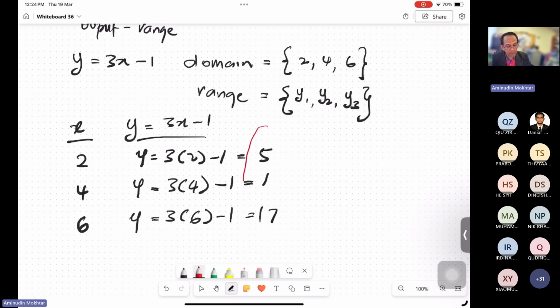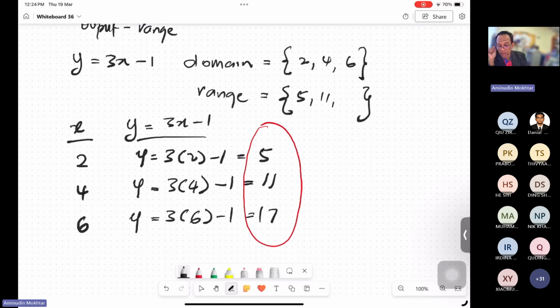Now we have the values of y: 5, 11, and 17. That is the set of values of y, the range, the values of the output. So I can replace here the range, the set of values of output, as 5, 11, and 17. Okay, that is the range, the set of values for y. That is the basic concept of domain and range.